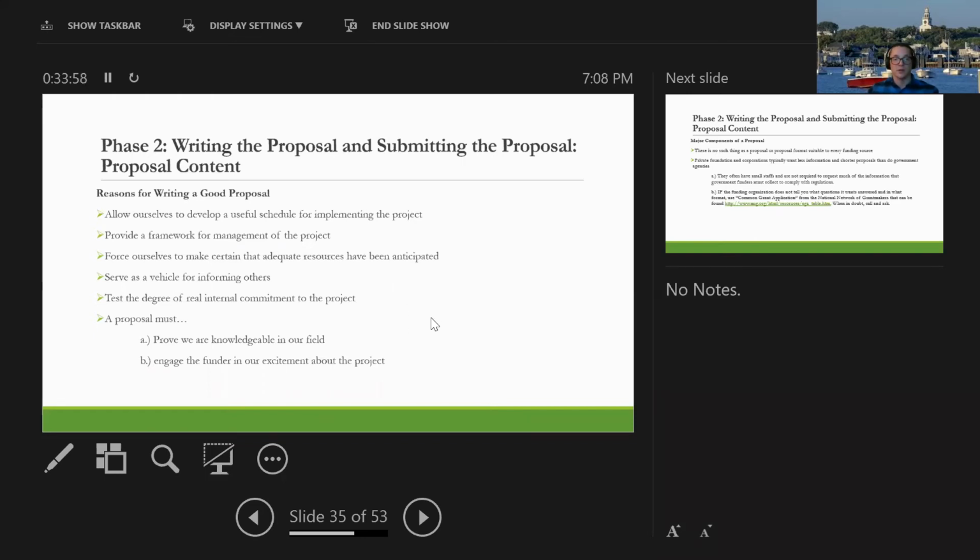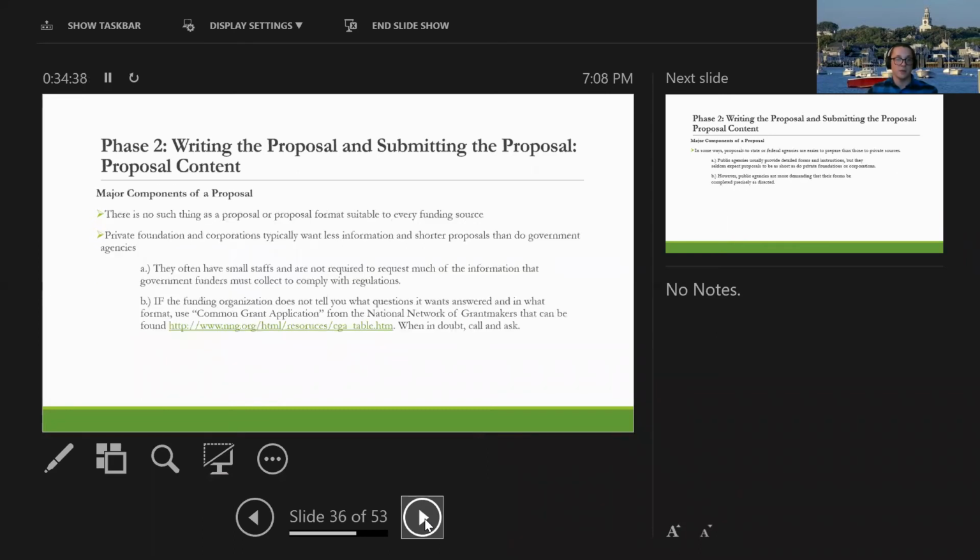If you haven't been awarded yet and you're still in that application process, when you have deadlines, and again, different departments that you're depending on getting information from, if they're not on the same page on how important the grant is to the organization, it can really jam you up in terms of those deadlines and can become a problem. Again, a proposal must prove we have knowledge in our field, so you are an authority in what you propose you are going to implement and engage the funder in our excitement about the project. You want to seem genuine and that you are on the same page as them in terms of passion.